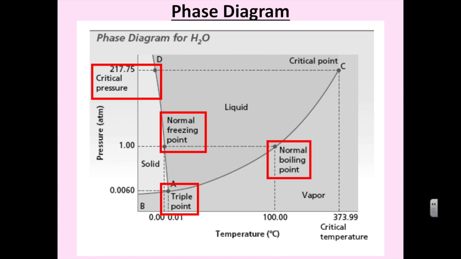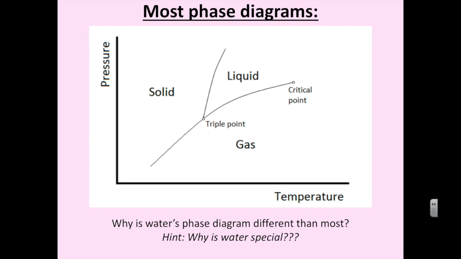That is the lowest pressure, the highest pressure that it can exist as a liquid. And the critical temperature is over here, which is the highest temperature at which it can exist as a liquid. Now, those two combined, a critical temperature and a critical pressure, make the critical point, which is up here on the top right.